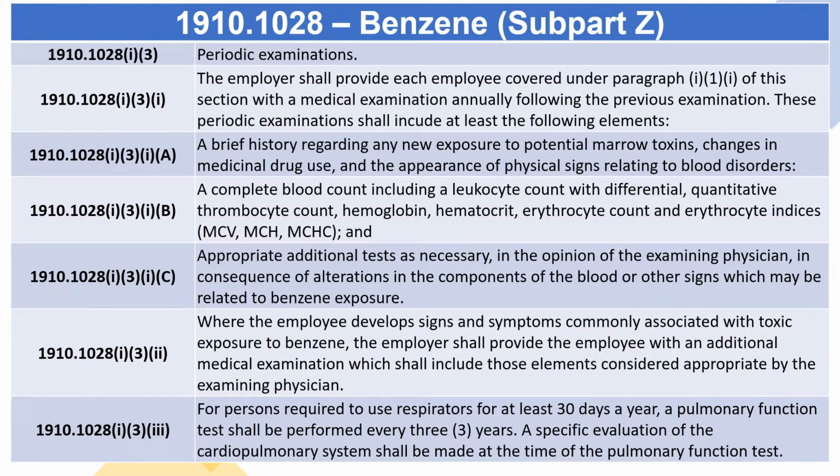1910.1028 I-3: Where the employee develops signs and symptoms commonly associated with toxic exposure to benzene, the employer shall provide the employee with an additional medical examination which shall include those elements considered appropriate by the examining physician. For persons required to use respirators for at least 30 days a year, a pulmonary function test shall be performed every 3 years. A specific evaluation of the cardiopulmonary system shall be made at the time of the pulmonary function test.